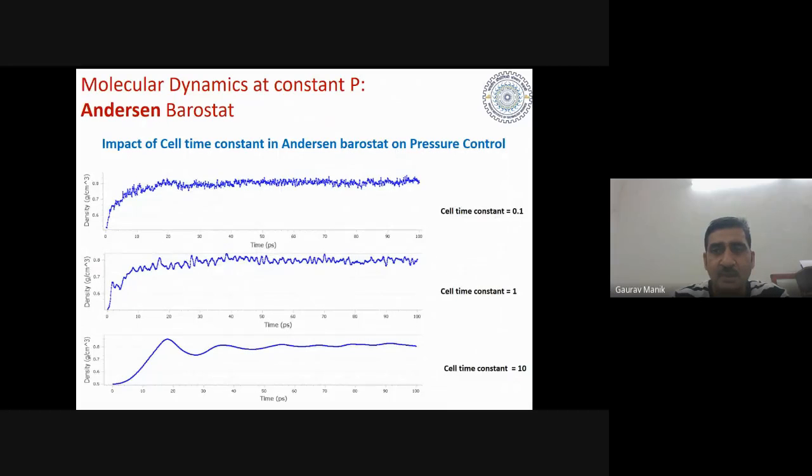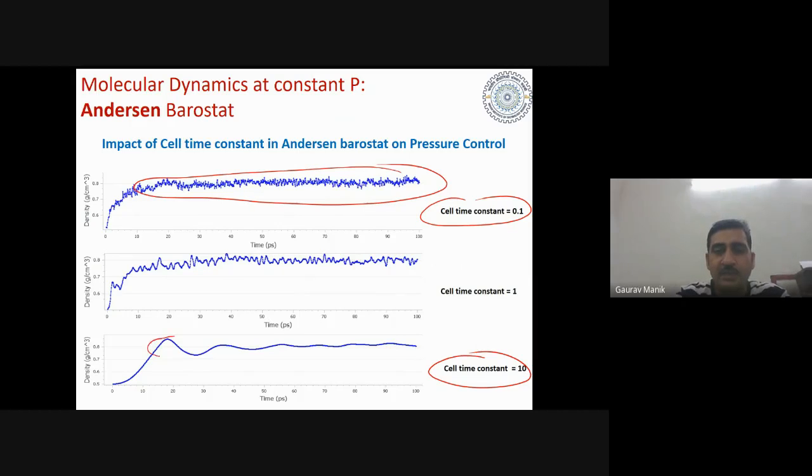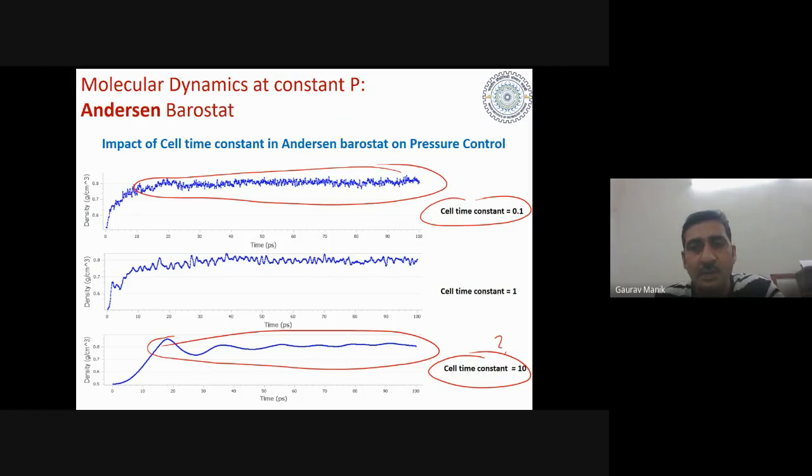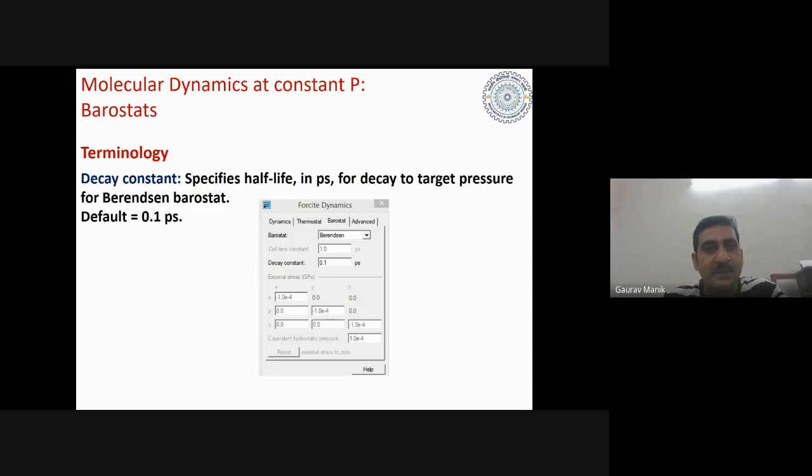For instance, you may have a coupling constant which might be too low. You may have a coupling constant which might be too high. So what you see over here, any change in the pressure of the simulation cell will get controlled either it will be a very tight control, or it will be a loose control, depending upon what is the cell time constant that you have chosen. Okay. So these are some of the barostats.